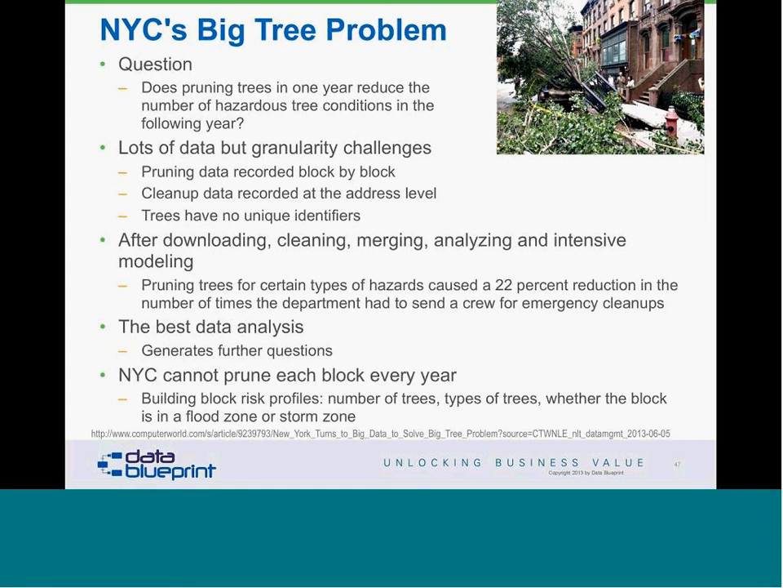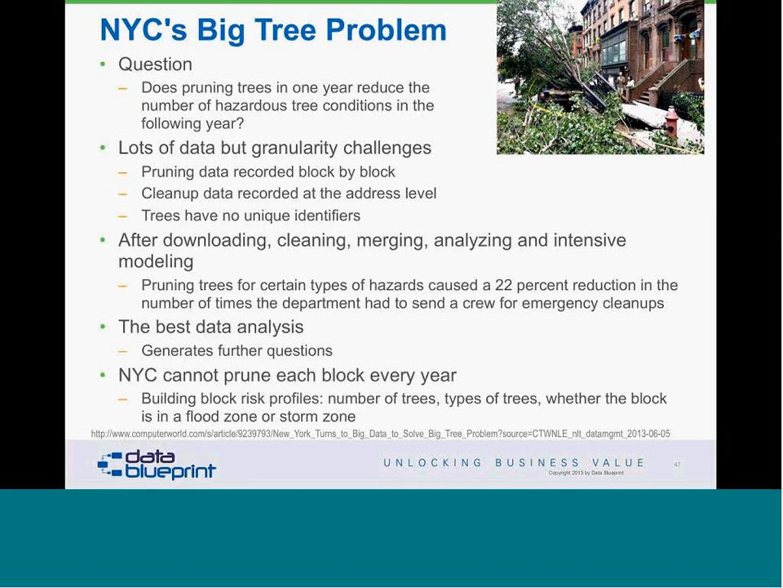So after downloading, cleaning, merging, analyzing, and intensive modeling, they found out that pruning trees for certain types of hazards caused a 22% reduction in the number of times the department had to send a crew for emergency cleanup. We have some evidence that pruning of the trees actually does result in significant savings of life and property, as well as cost to the people of New York City.